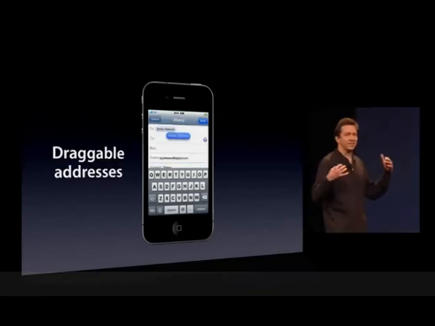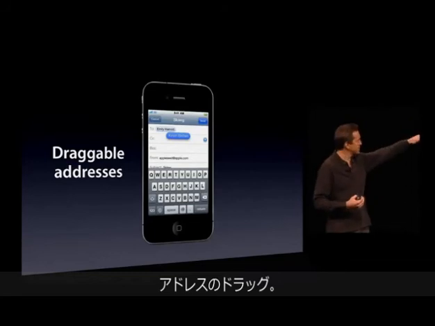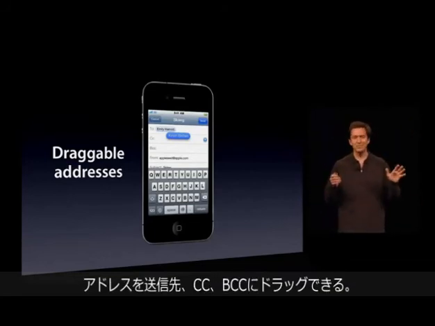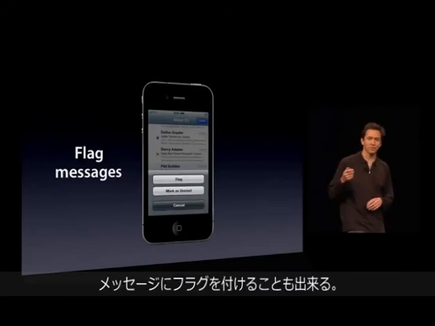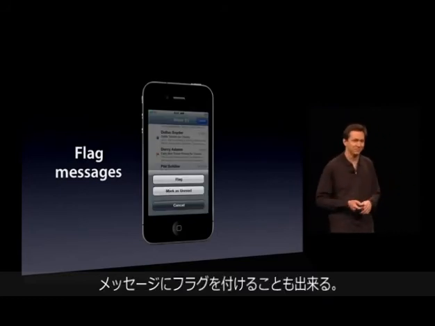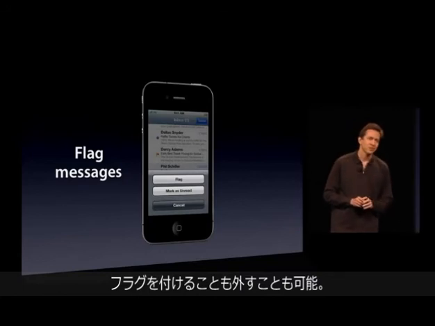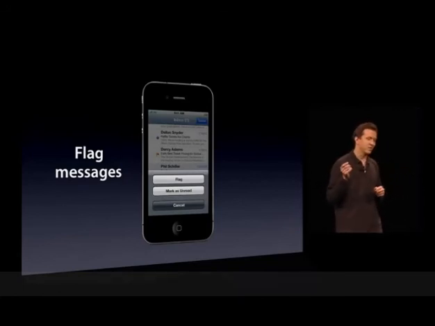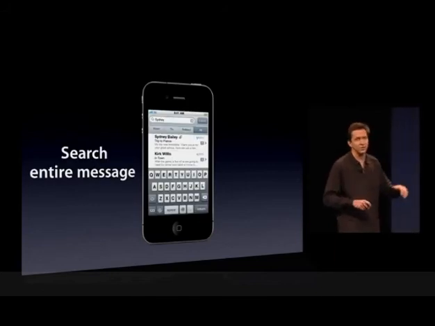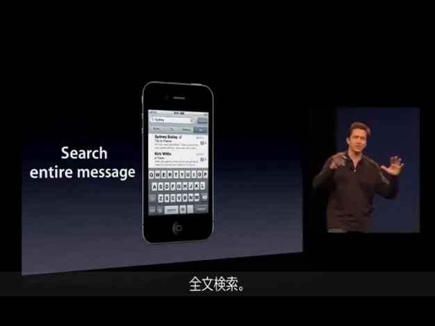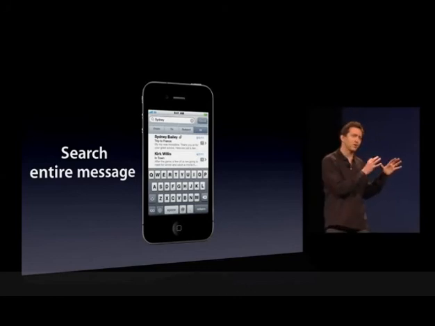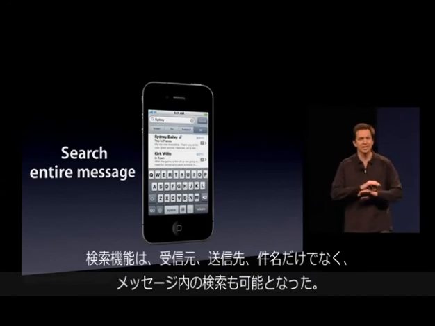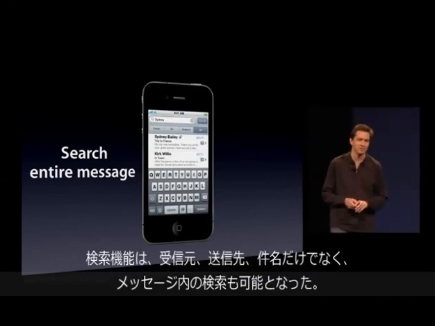You can now drag the addresses between To, CC and BCC. You don't have to retype them again. We've added support for flagging, so you can flag and unflag. Now, this next one has been an incredibly popular request. In addition to searching from, to, and subject, you can search the entire contents of all your messages, both the messages on your phone and all of the messages back on the mail server. So search the entire contents of your messages.